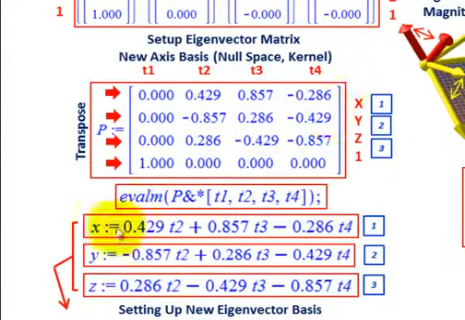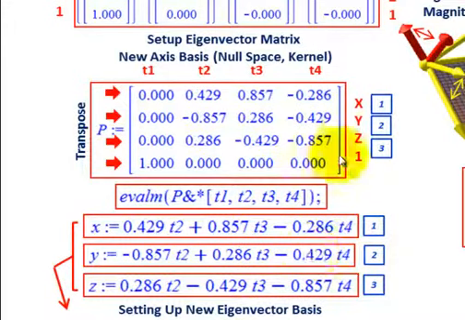So X here equals, these are all decimal points, 0.429 times T2 plus 0.857 times T3, and then minus 0.286 times T4. And same thing for Y. The Y row just becomes this entire row. So Y becomes 0.857, minus 0.857 times T2, plus 0.286 times T3, minus 0.429 times T4.